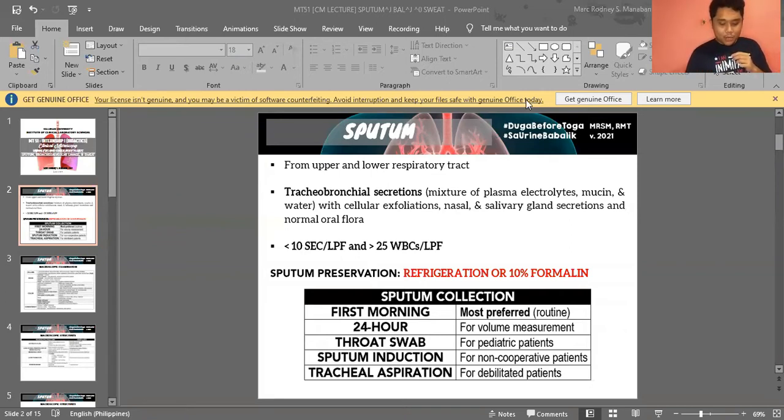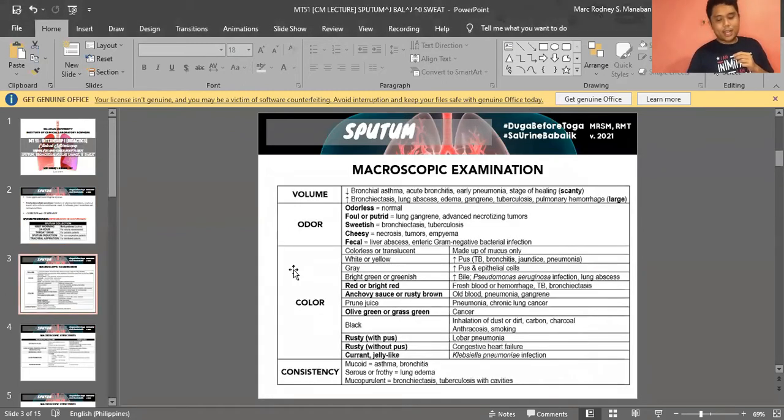Okay, now for sputum, ang kailangan are the macroscopic examination. Ayan. So for volume, if decreased ang volume, it's seen in different diseases such as asthma, all right, bronchitis, early pneumonia, and stage of healing. Okay. All right. Scanty ang amount, meaning gamay. All right. Kung taas ang volume, it's usually seen in bronchiectasis.